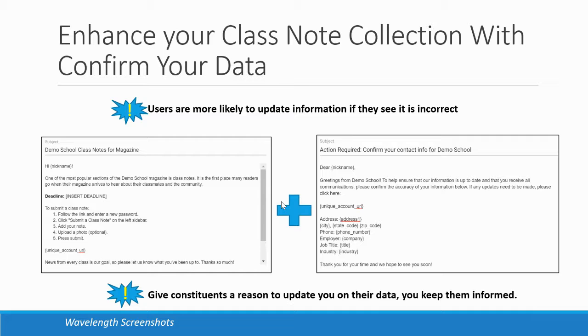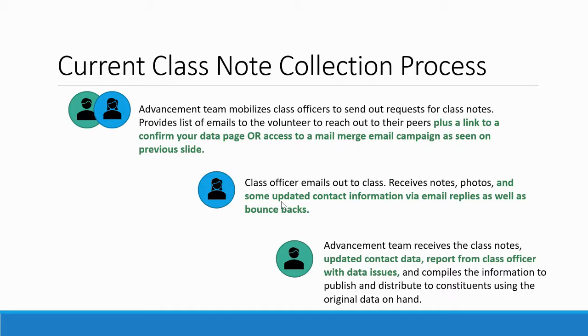On top of that, by asking for data in combination with class notes, your constituents are seeing a reason behind keeping you informed with their data. They're realizing that this is a way for them to stay in touch with the community and that they are getting value out of this additional relationship with you all. So instead, your new class note collection process can look like this.